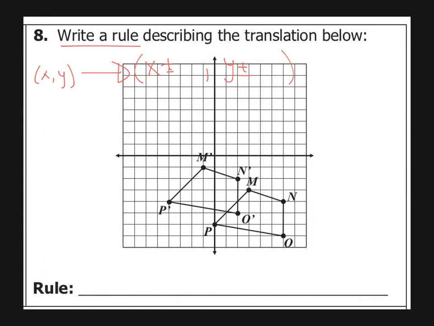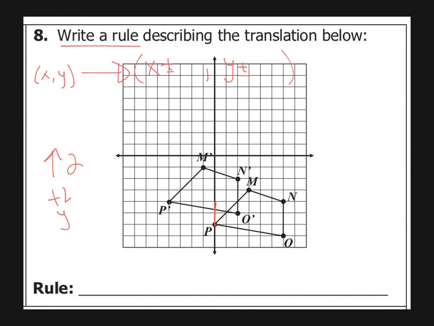I'm just going to grab maybe P for the heck of it. So I'm looking at P over here, and how did P go to P prime? Well, it looks like there was a vertical change of 2, and it went upwards. So up 2 values, or plus 2 on the y value side of things.